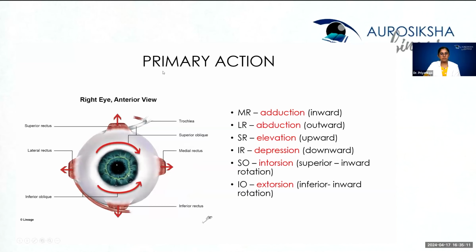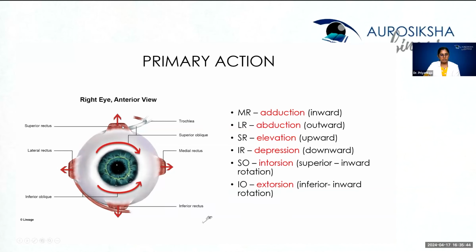Moving on to the actions of the extraocular muscles. As you can see in this image, we'll talk about the medial rectus first. When the medial rectus contracts, it pulls the eyeball inwards or towards the nose, which is called adduction. When the lateral rectus constricts, it pulls the globe away from the nose, in an outward direction, which is called abduction.